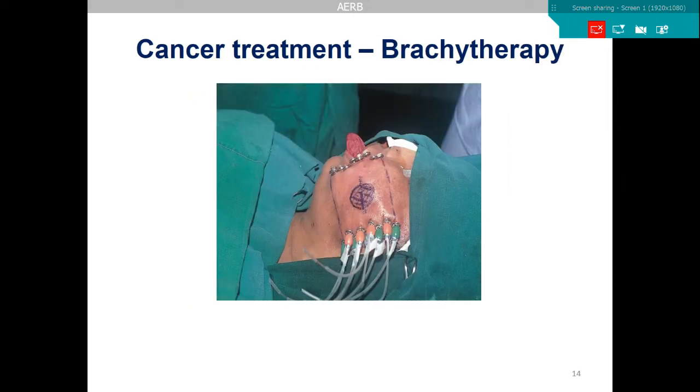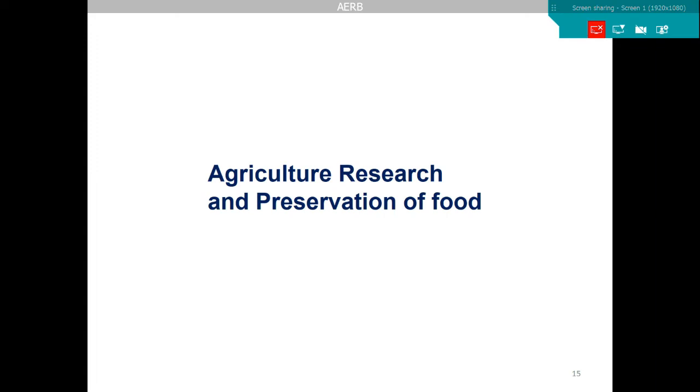In some cases, the source itself is placed at the tumor site for a short period of time. The dose is delivered to the tumor and the source is withdrawn. This is brachytherapy. We saw about medical applications of radiation, diagnosis and therapy. We go to the next application, agriculture research and preservation of food.